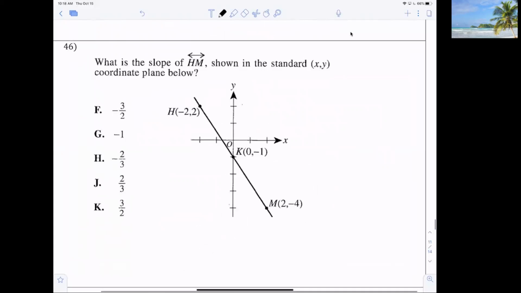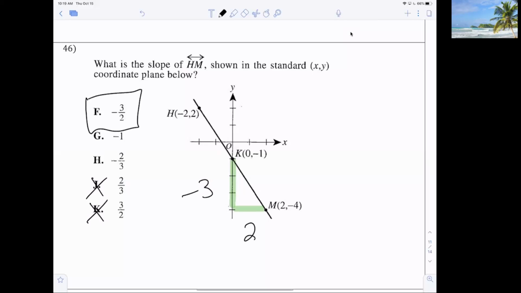I feel like everybody should be able to tell me this slope. I went from here to here. So because I'm going down, I know the slope has to be what? Negative. So it's not j or k. How much did I go down? 3. And then I went to the right 2. So the slope is negative 3 over 2. Everybody good?